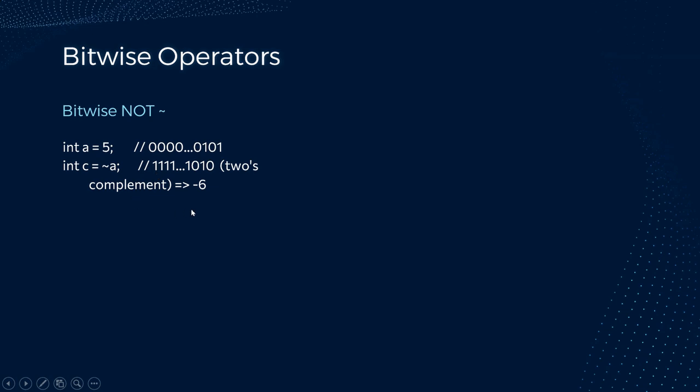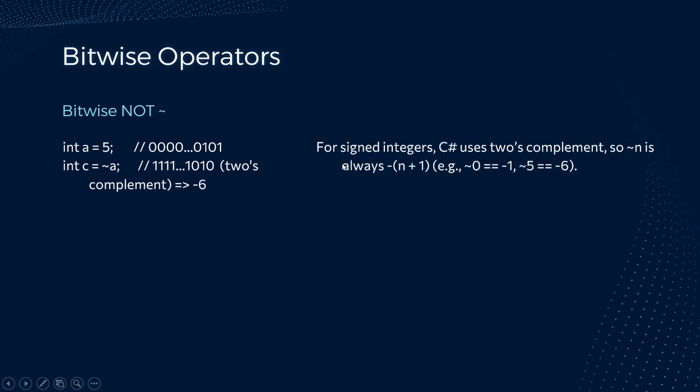And let's look at the next thing. For signed integers, C# uses 2's complement. So the bitwise NOT operator on n is always minus n minus 1. Here you can take an example: if it is tilde 0, then it is equal to minus 1, and if it is tilde 5, then it becomes minus 6.